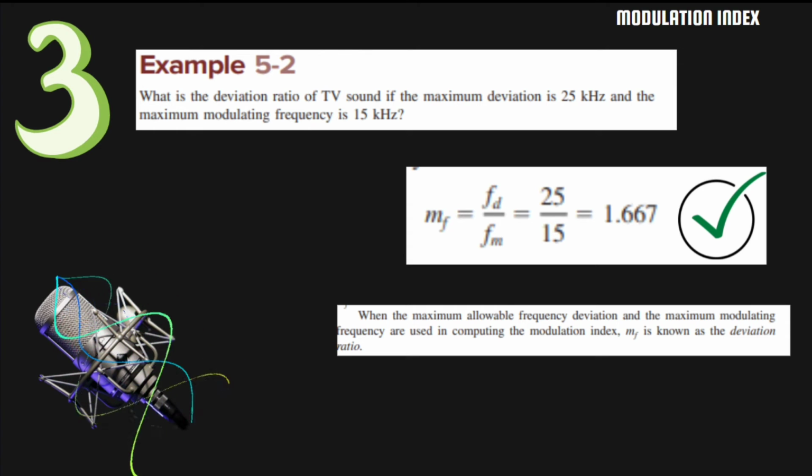So we have the maximum deviation, which is 25 kHz, and the maximum modulating frequency. So dividing 25 kHz by 15 kHz, we can obtain the deviation ratio, or what we call the modulation index, and it is found to be 1.667. So when the maximum allowable frequency deviation and the maximum modulating frequency are used in computing the modulation index mf, it is known as the deviation ratio.